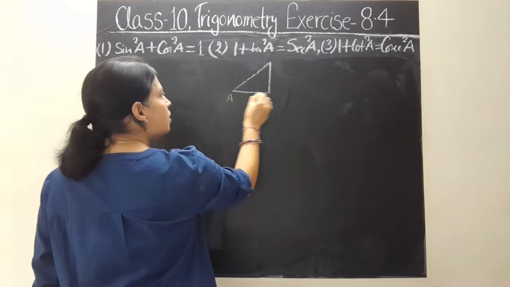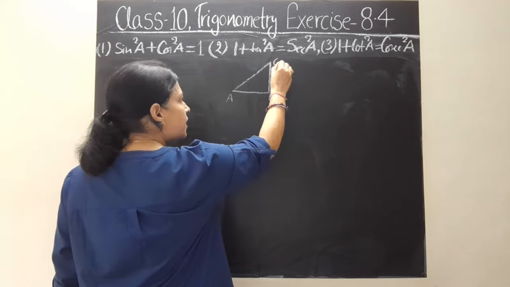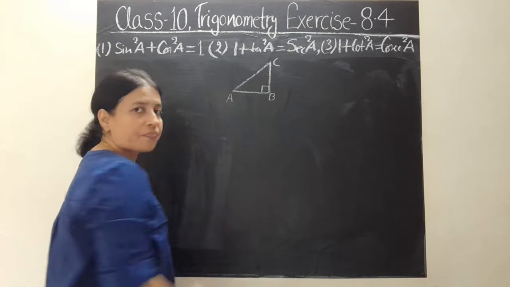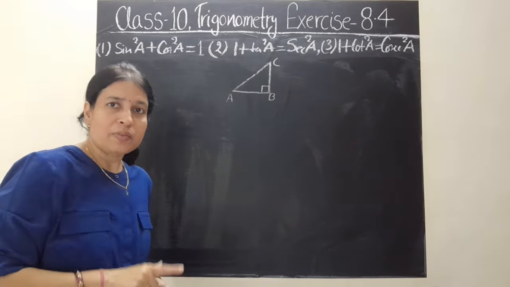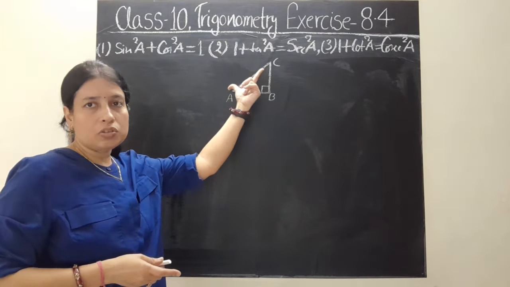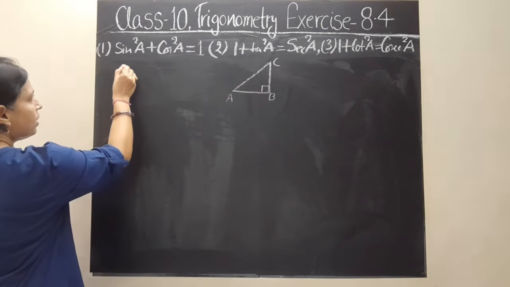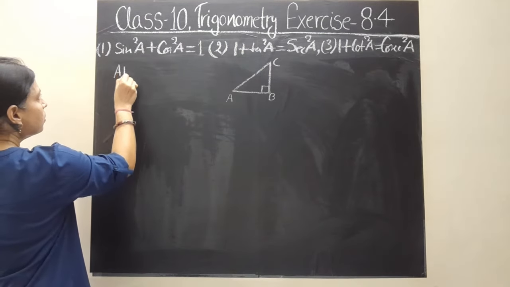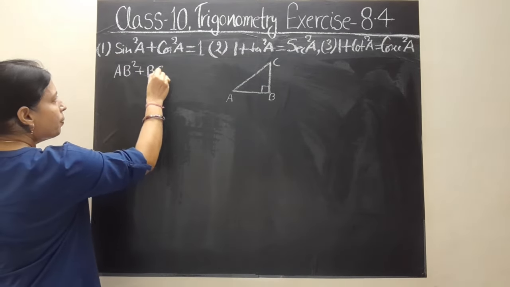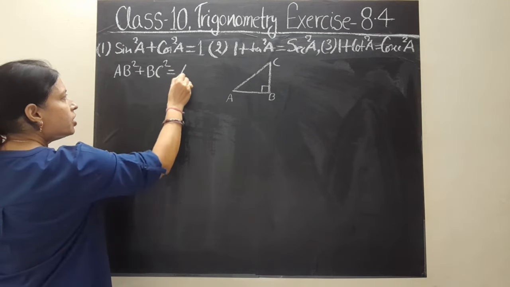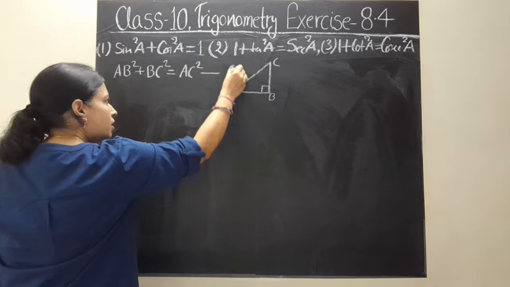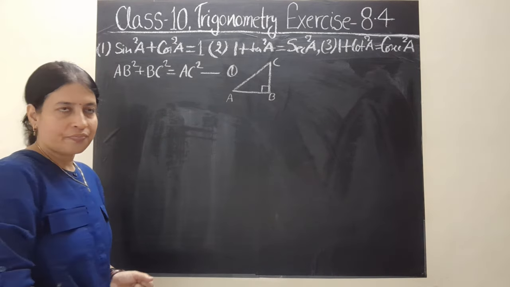Suppose ABC is a right angle triangle. It is right angle at B. So by Pythagoras theorem we can write AB square plus BC square is equal to AC square. So first write that AB square plus BC square is equal to AC square. This one is your equation number 1.